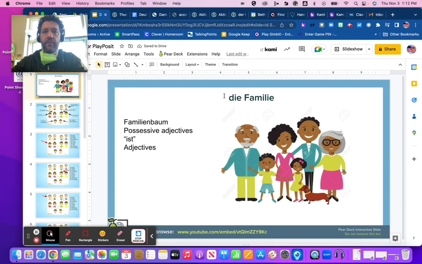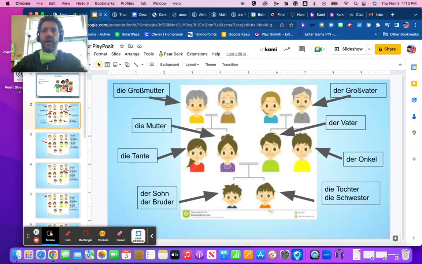Die Familie is family and Familienbaum is family tree. We're going to take a look at family tree and family members vocabulary and then possessive adjectives, which is how to show possession as in my, his, hers, theirs. Ist, which means is, and adjectives, which are describing words. For this video, we're just going to look at family tree and vocabulary of family members. Also, schauen wir mal.